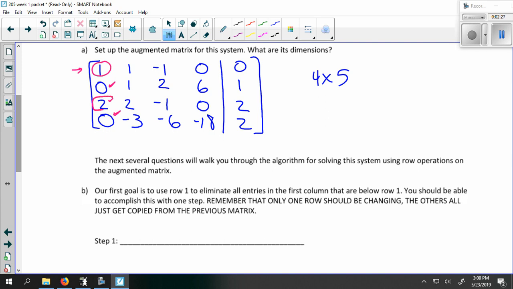So I just need to eliminate this 2. I want to make that into a 0. So the only row that should be changing is row 3. Row 3 is going to become row 3 plus a multiple of row 1. So I want to use row 1 to get rid of the 2 in row 3. So if I add negative 2 row 1, that will make the 2 go away.